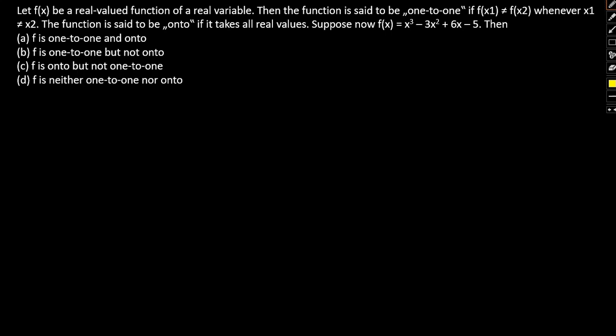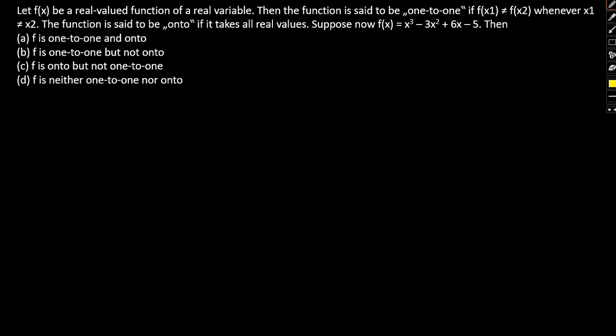Let f of x be a real valued function of real variables. Then the function is said to be 1 to 1 if f of x1 not equal to f of x2. Whenever f of x1 not equal to f of x2, the function is said to be onto if it takes all real values. Now suppose f of x equal to x cube minus 3x square plus 6x minus 5, then f is a 1 to 1 and onto, f is 1 to 1 but not onto, f is onto but not 1 to 1, and f is neither 1 to 1 nor onto.